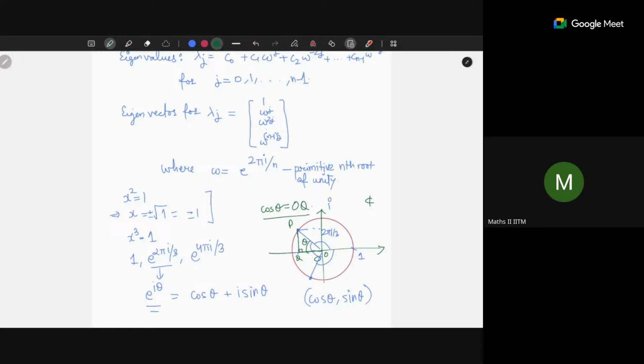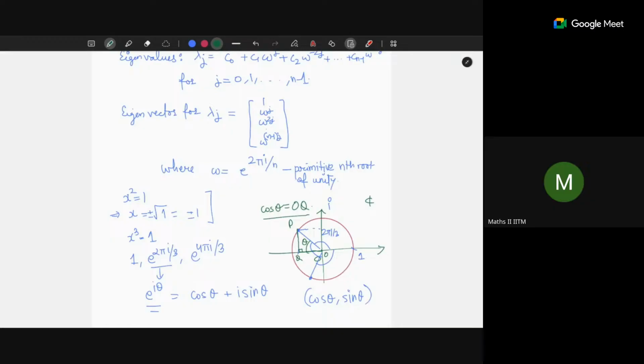Similarly, sin theta is the perpendicular by the hypotenuse. The perpendicular is QP divided by OP. OP is 1, so again sin theta is QP. So the coordinates will be cos theta, sin theta. Okay, so any point on the unit circle has coordinates cos theta, sin theta.